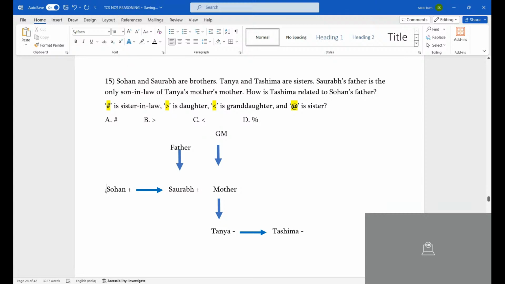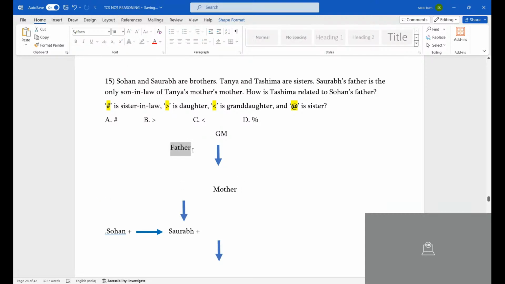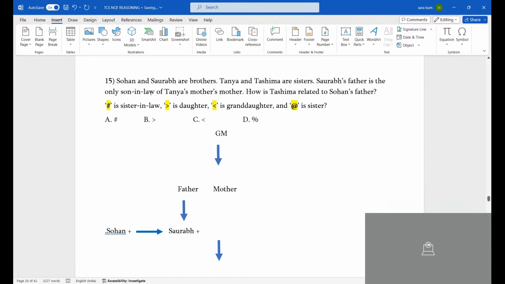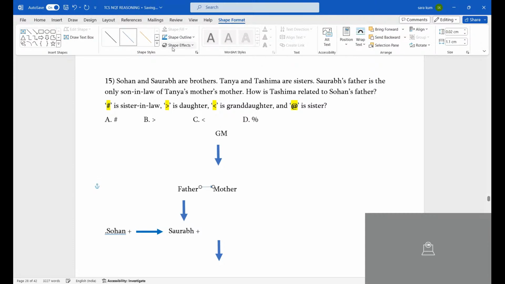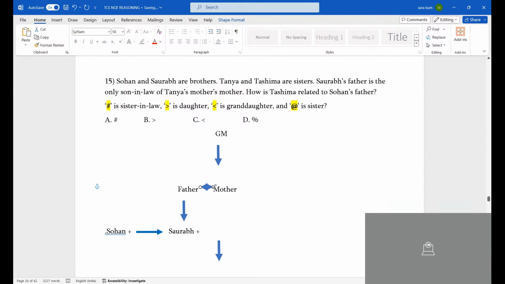Right? I'll push this even further. Okay, so here will be Saurav's father. So here will be the mother, right? And this will be the father. Here will be Saurav's father. And these two people are a couple. There is a couple relationship between these two people. Only son-in-law means they must be a couple, guys, or else it won't work. So this is a couple relationship. Definitely a couple relationship. Okay, so there you go.